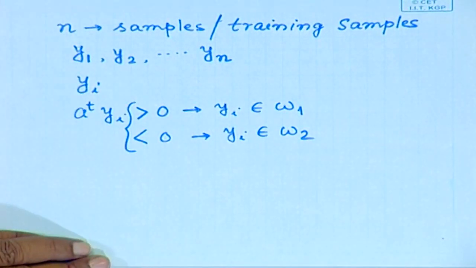To obtain such a weight vector, another modification can be done. You see that I have two decision criteria. In one case, I am checking that A transpose y i has to be greater than 0. In another case, I am checking that A transpose y i has to be less than 0. So, instead of having these two different criteria, can't we have a single criterion? If a single condition is true, I say the sample is classified correctly. If that single condition is not true, I decide that the sample is not classified correctly.